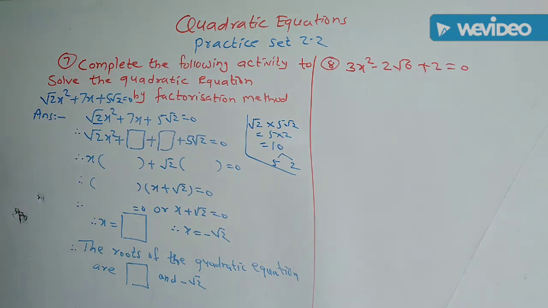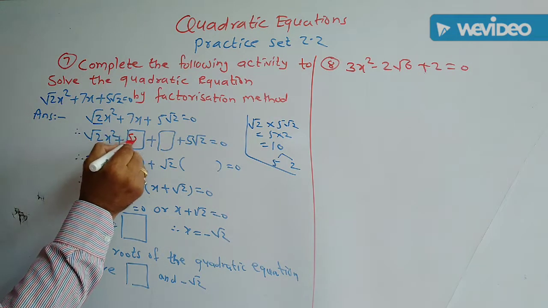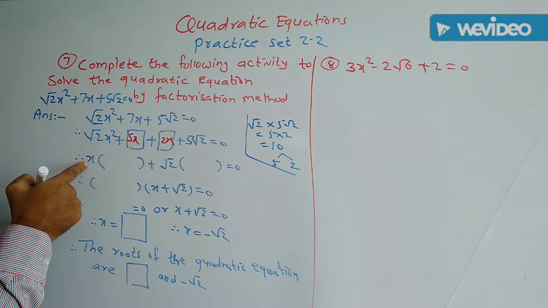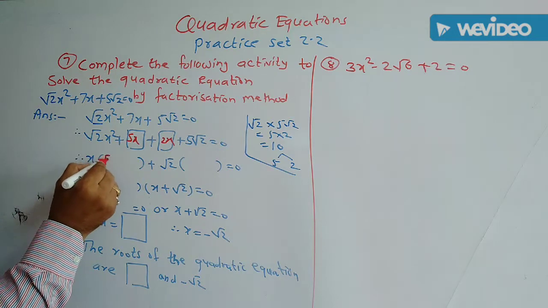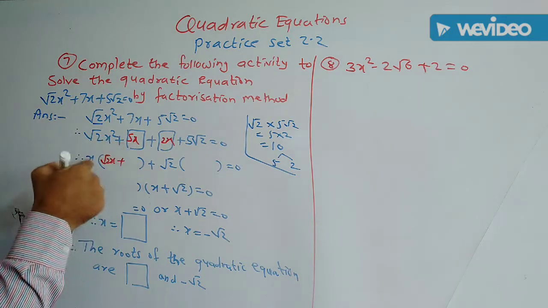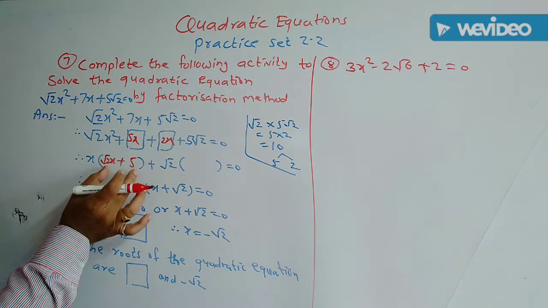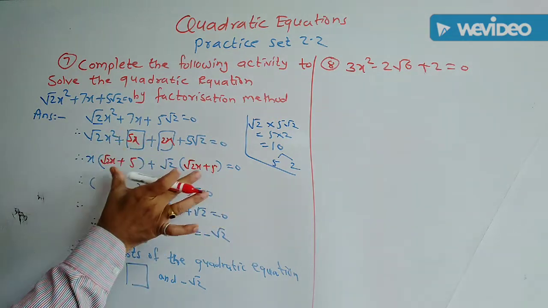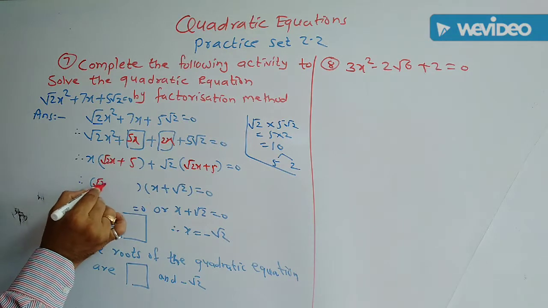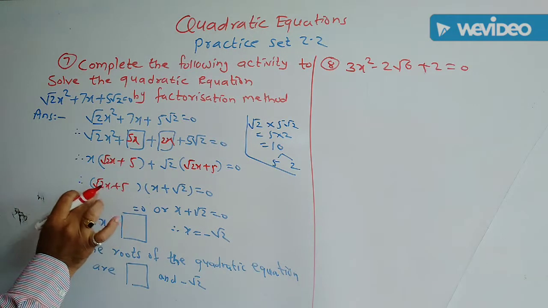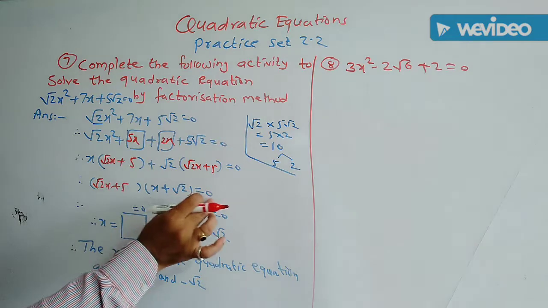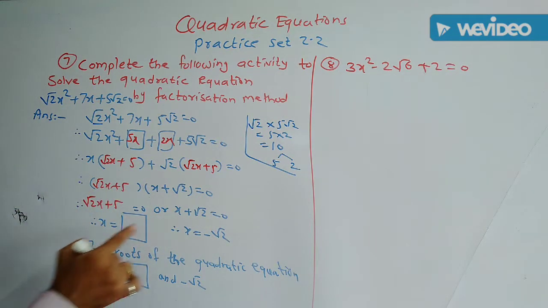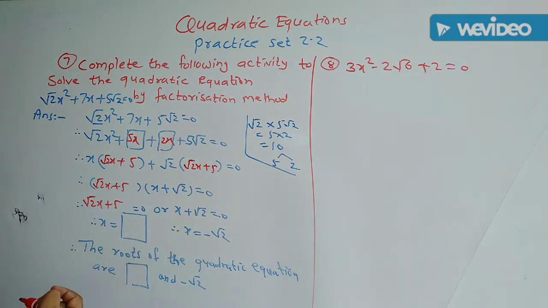Therefore the 7x can be written as 5x plus 2x. Now from the first two terms x gets common, remaining in the bracket is root of 2x plus 5. From 5x plus 5 root of 2, 5 gets common. Then root of 2x plus 5 as it is in the second bracket. Now root of 2x plus 5, this bracket gets common. Root of 2x plus 5 into x plus root of 2 is equal to 0, and therefore root of 2x plus 5 is equal to 0, or x plus root of 2 is equal to 0.